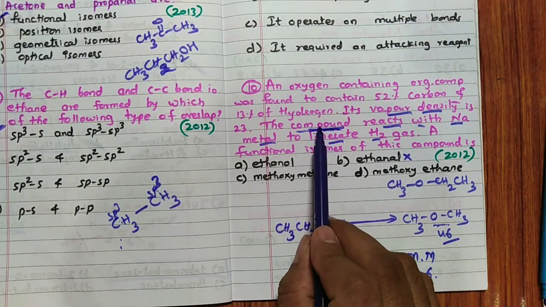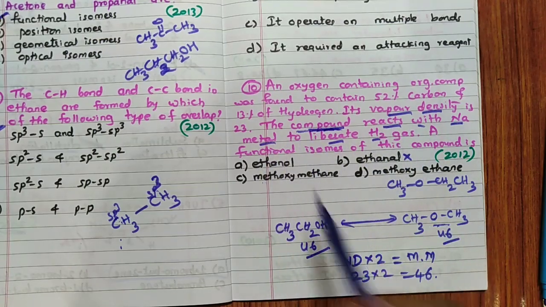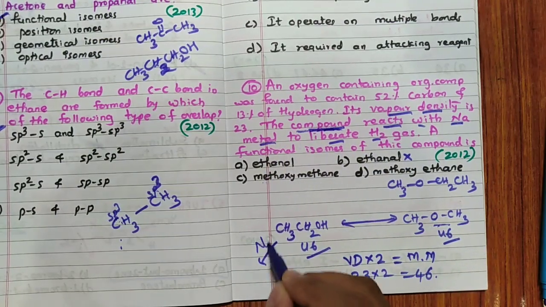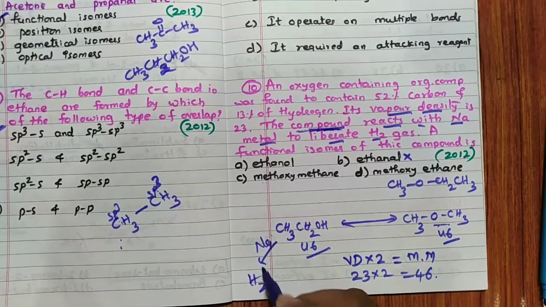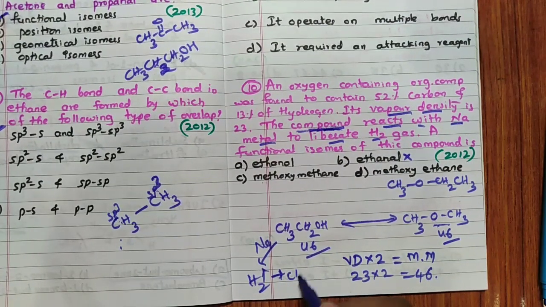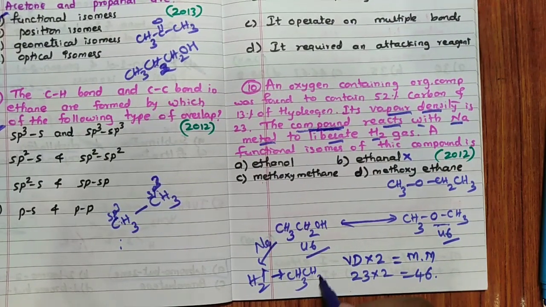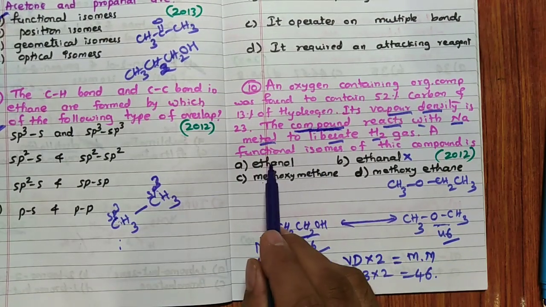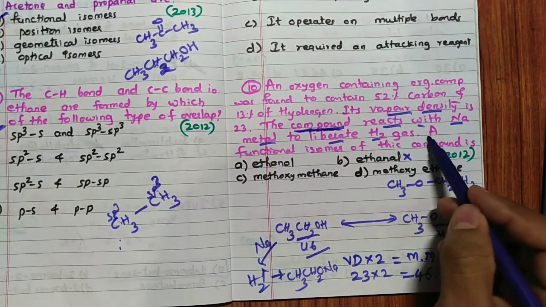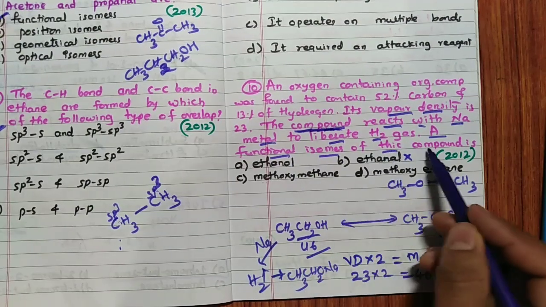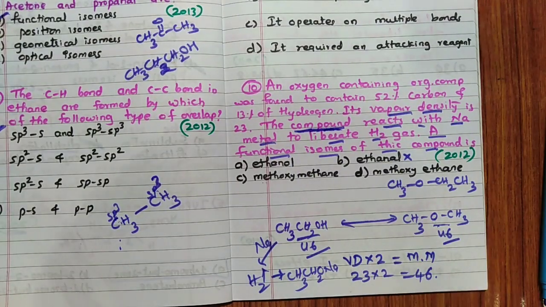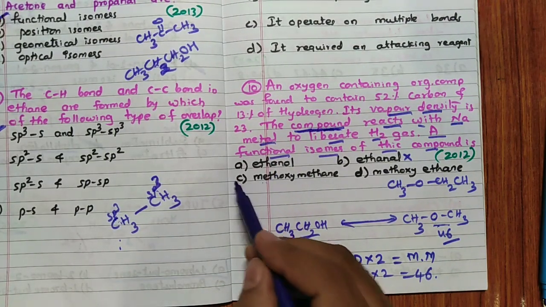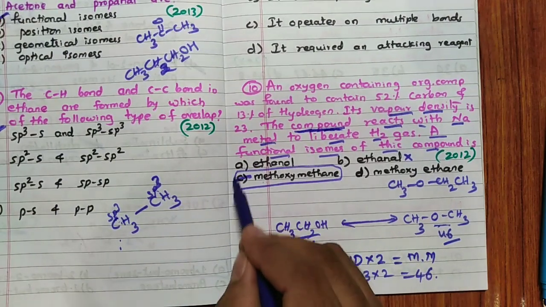Now you can see, the compound reacts with sodium metal and liberates hydrogen gas: ethanol. Ethanol reacts with sodium, remember, liberating hydrogen gas, forming CH3CH2ONa, sodium ethoxide, plus hydrogen gas is released. Which means this compound is ethanol. But the answer is not ethanol, because they are asking for the functional isomer of this compound. The functional isomer of ethanol is methoxymethane. Hence the answer for this question is methoxymethane.